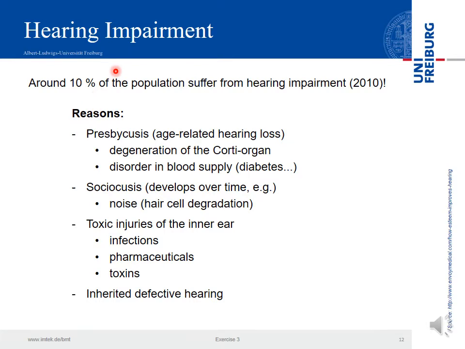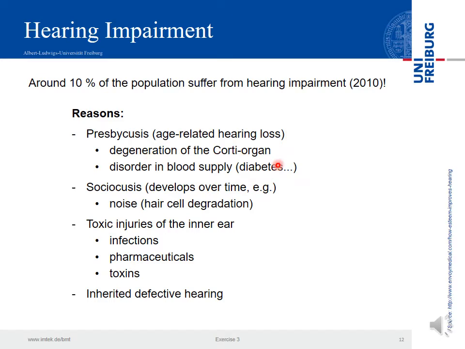Worldwide, in the year 2010, 10% of the population suffered from that, and numbers are increasing. On one hand, due to aging societies; on the other hand, due to listening to loud music, having in-ear earplugs and stuff like that. So we have, on one hand, age-related hearing loss by degeneration of the organ of Corti, but also associated with widespread diseases like diabetes that reduce blood flow in the inner ear and therefore also promote loss of hair cells.